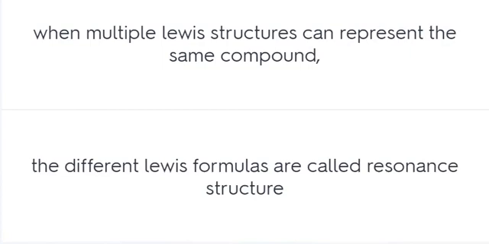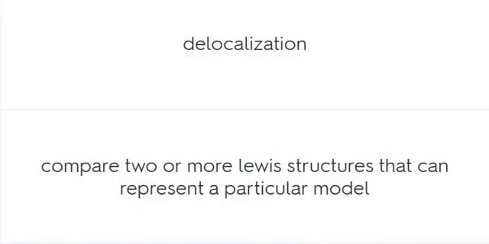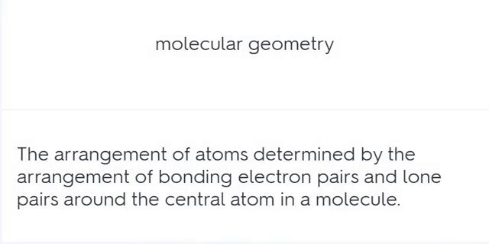When multiple Lewis structures can represent the same compound, the different Lewis formulas are called resonance structures. Delocalization: compare two or more Lewis structures that can represent a particular molecule. Molecular geometry: the arrangement of atoms determined by the arrangement of bonding electron pairs and lone pairs around the central atom in a molecule.